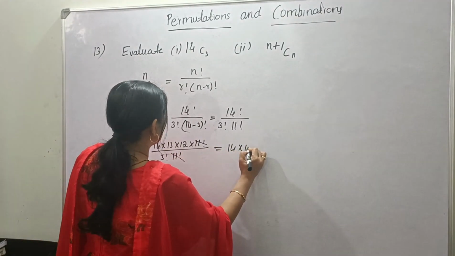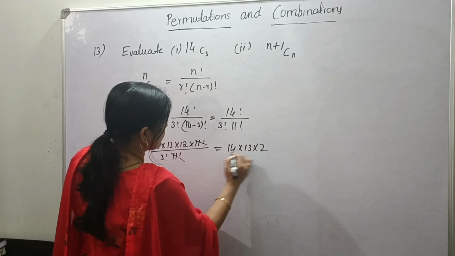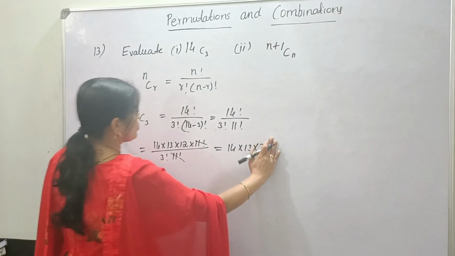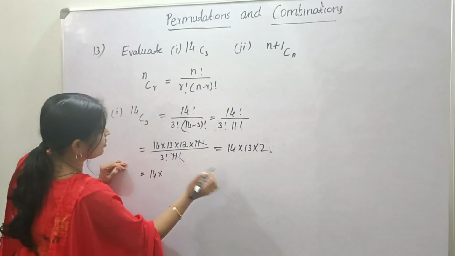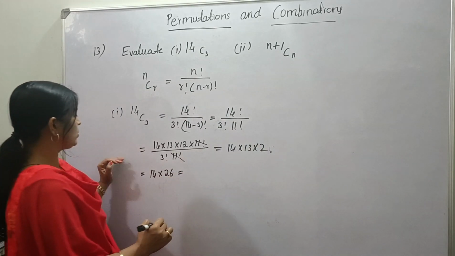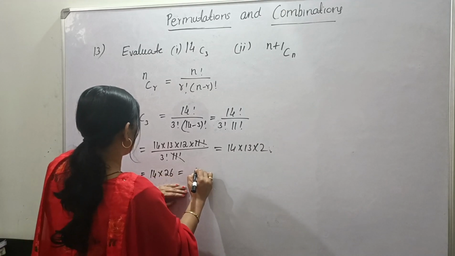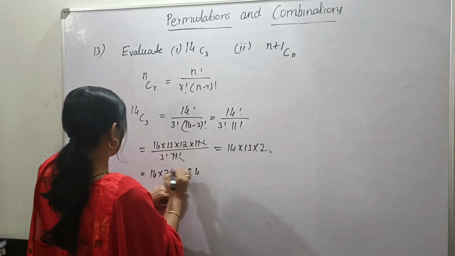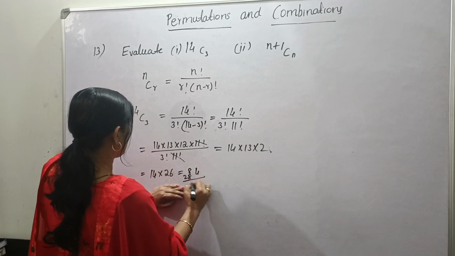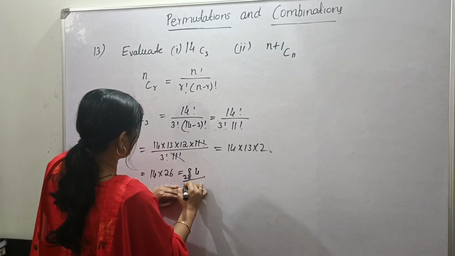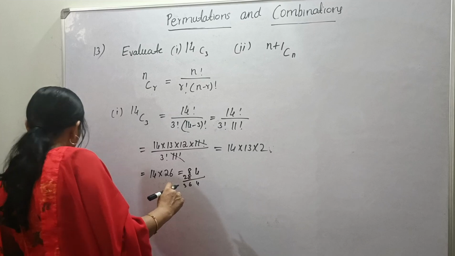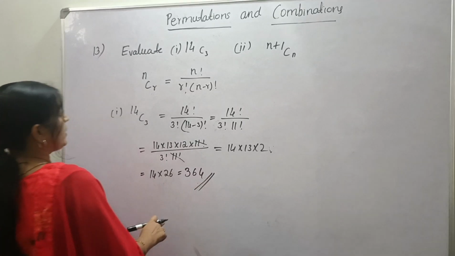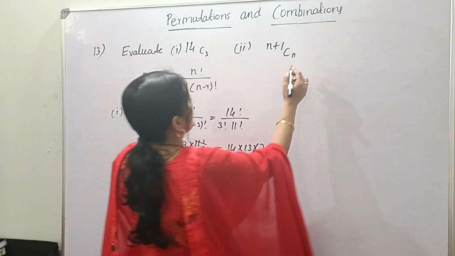So 14 into 13 into 2, that is equal to 14 into 26, that is 364, right? Yes, 364. So 364. Next one, n plus 1 Cn.